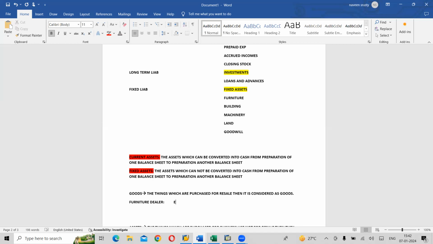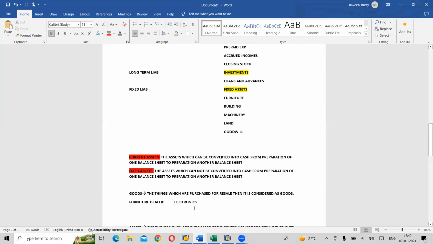At the same time, my business is electronics business, Bajaj Electronics. And Bajaj Electronics has purchased 10 tables. So for Bajaj Electronics, are tables an asset or a good? Asset. Why? Because its main business is electronics.